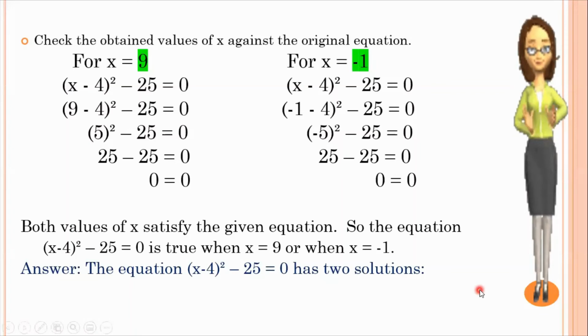Guys, is it understood? Okay, let's give another example.